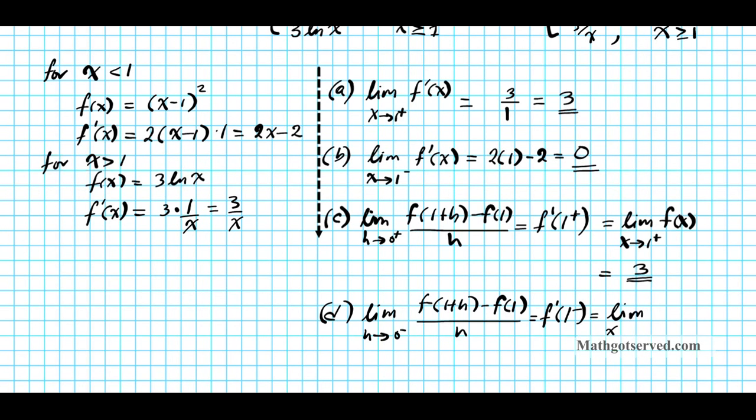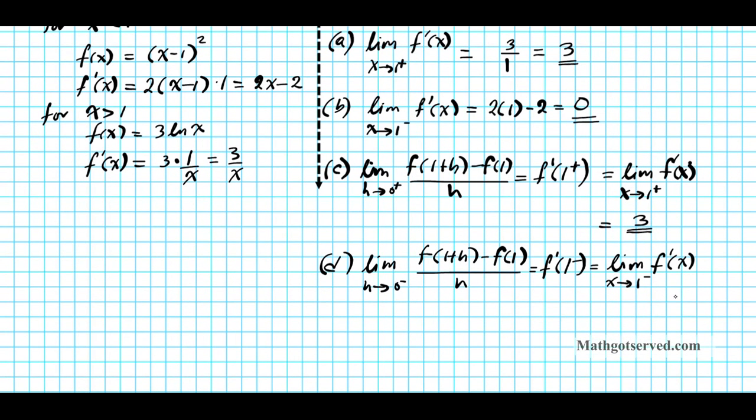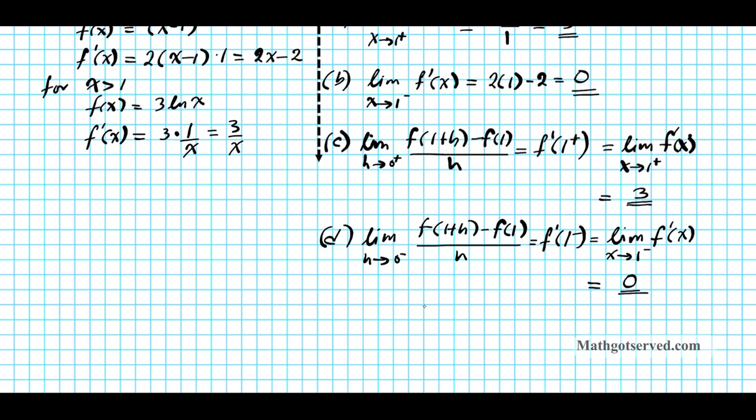The limit as x approaches 1 from the left of, sorry, it's supposed to be a prime here, of f prime of x. What value is the left-hand derivative approaching? We already know what the answer is. The answer is 0. So part E, is the function differentiable at x equals 1? The answer is absolutely not.